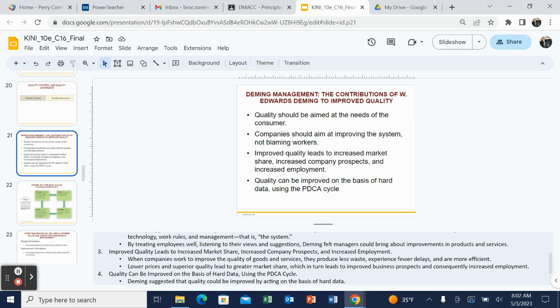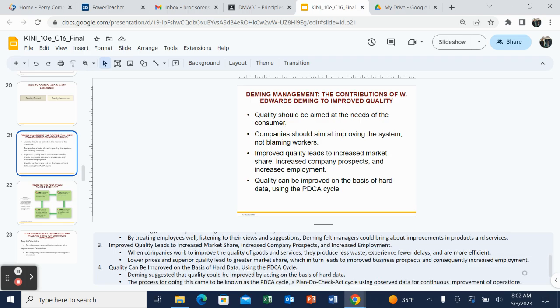Right. So the better quality you can have, the more share of an industry that you're going to have in selling to people, the cheaper you're going to be able to produce your products, the more you're going to sell. It kind of just becomes this snowball of positivity if you can produce a quality product and keep your customers happy. And then quality can be improved on the basis of hard data using the PDCA cycle.